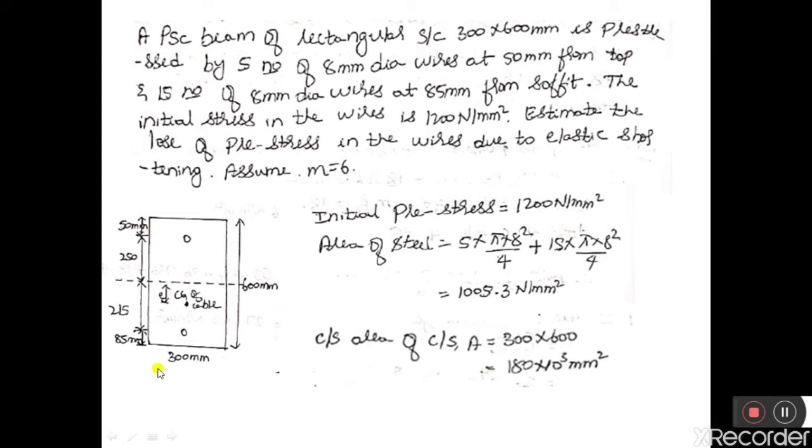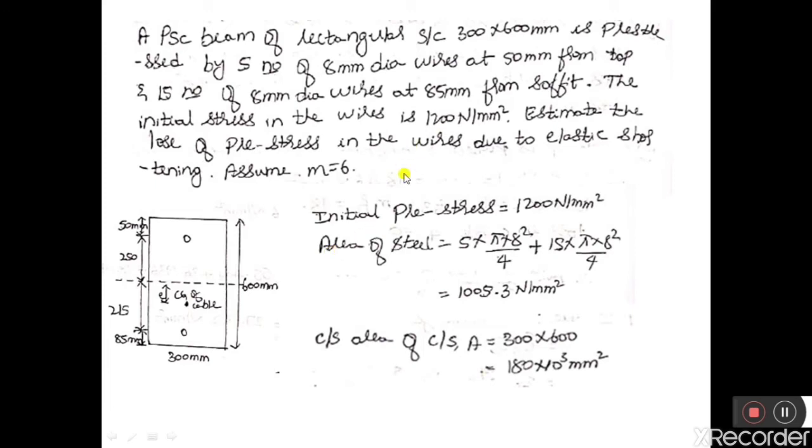So a rectangular beam, width is 300 mm, depth is 600 mm. So the central axis lies at a distance of 300 mm from top and 300 mm from bottom. That is y1 is equal to y2 is equal to 300 mm. So this is the top cable, which is located at a distance of 50 mm from the top. This is the cable which is located at a distance of 85 mm from the soffit. So from here to the edge of the cable, the distance is 85 mm.